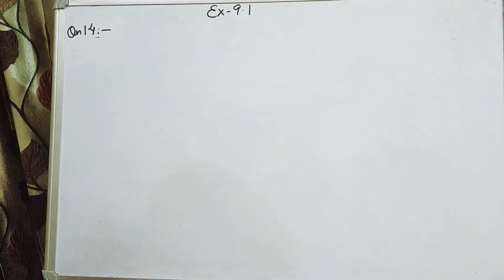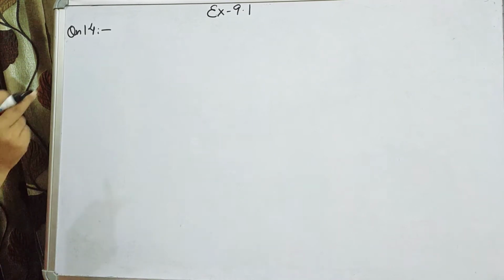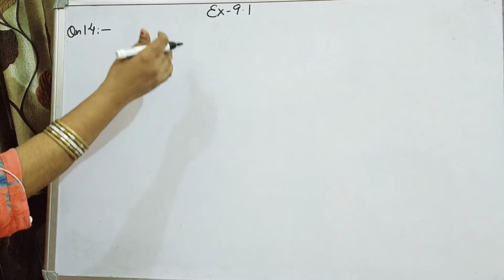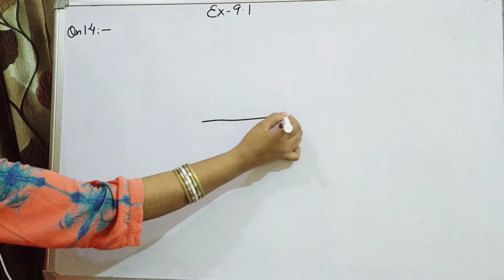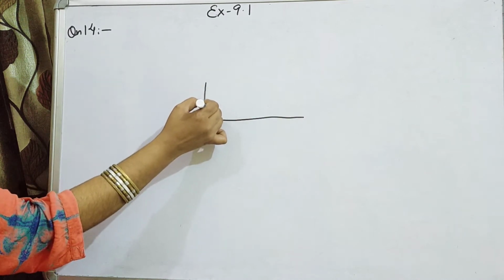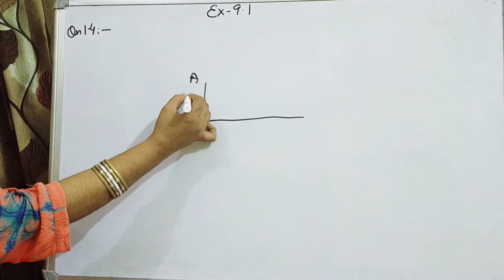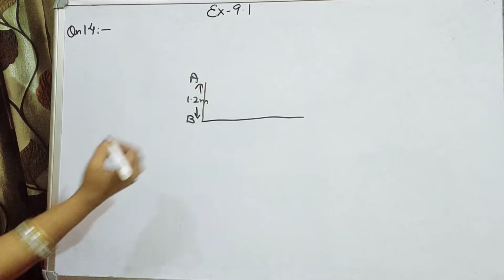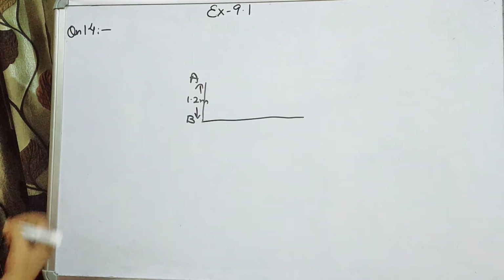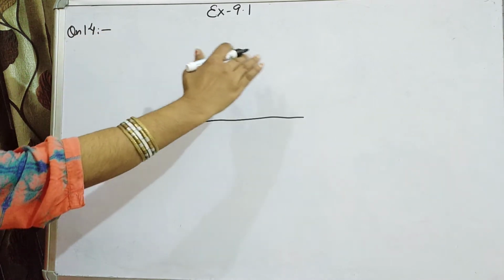My dear students, today we'll do exercise number 9.1 and from that we'll do question number 14. What is given in the question? There is a girl and she is 1.2 meter tall, right? The height of the girl is 1.2 meter tall. Let's say this is a girl AB and her height is 1.2 meter.